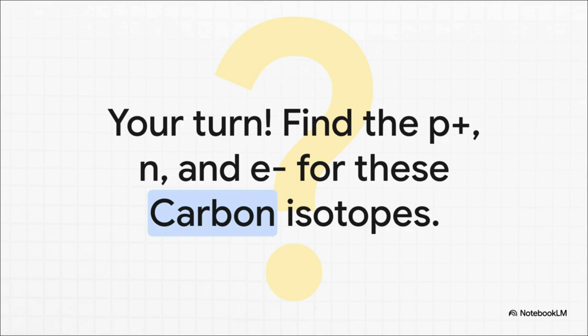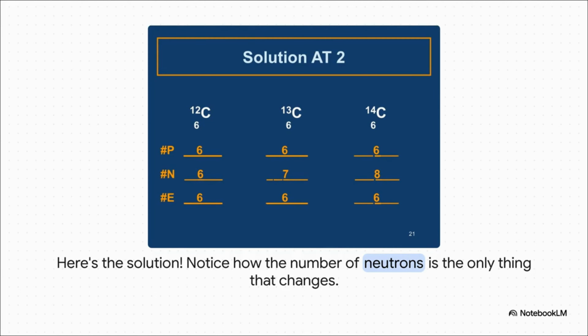Okay, your turn to be the expert. Here are 3 different isotopes of carbon. Carbon-12, carbon-13, and carbon-14. I want you to pause the video and see if you can figure out the number of protons, neutrons, and electrons for each one. Give it a try. All right, let's see how you did.